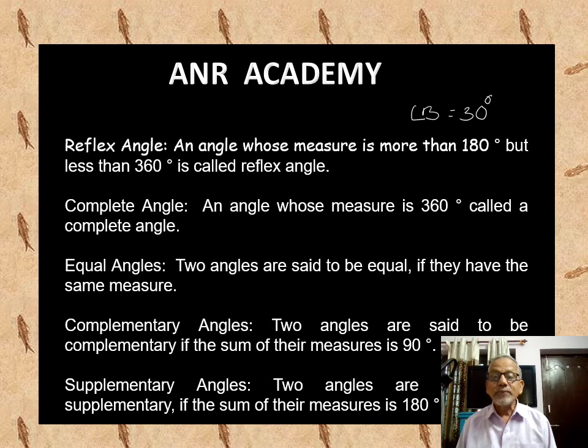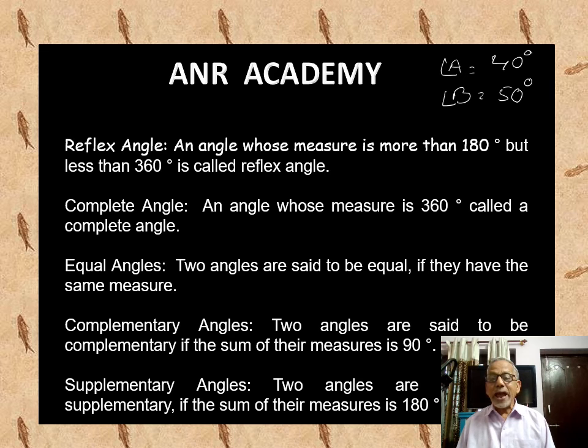Understood? We can take another example also. Suppose angle A is 40 degrees and angle B is 50 degrees. Then also angle A plus angle B will be 90 degrees. So in this case also we call angle A and angle B complementary. Clear? So now next definition, supplementary angles.